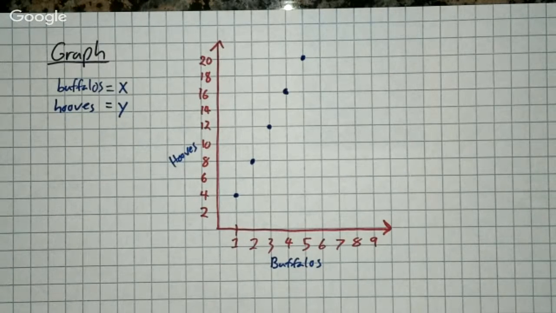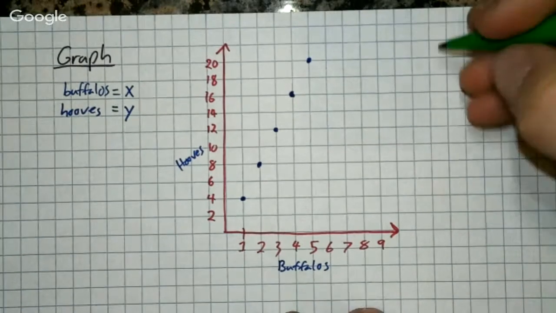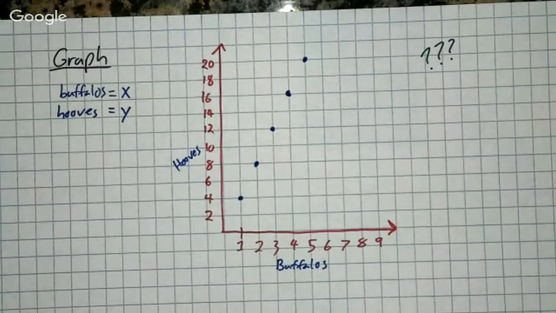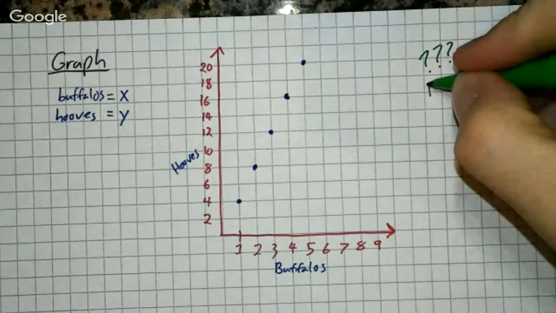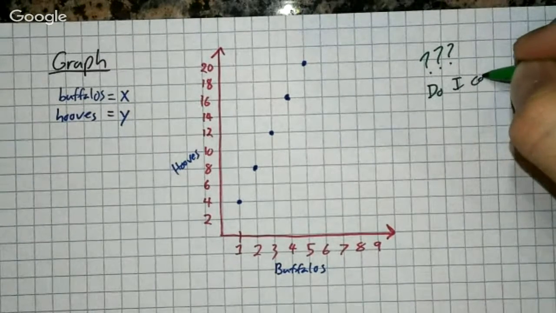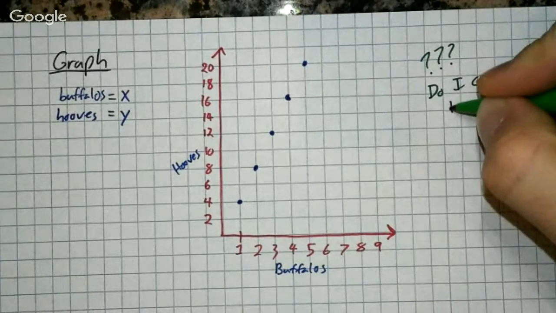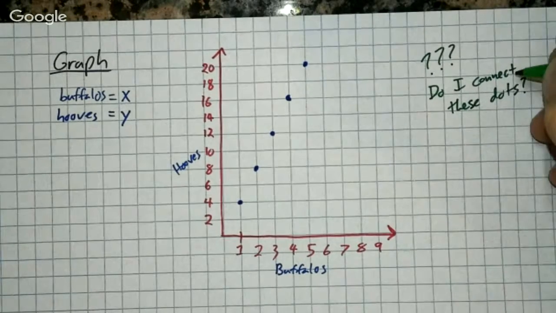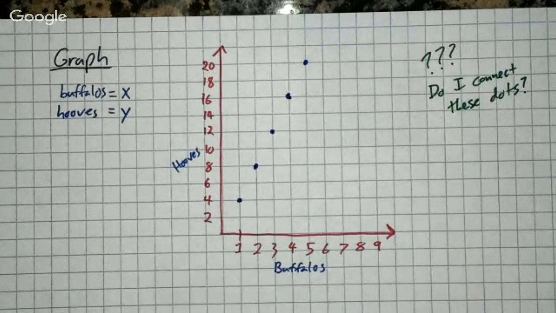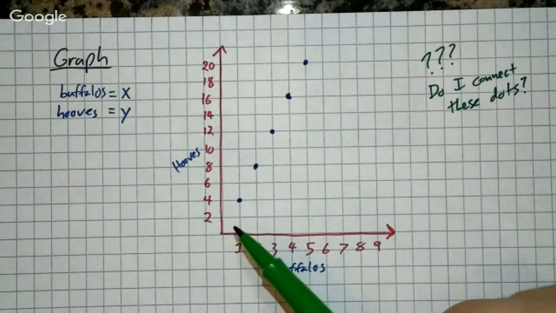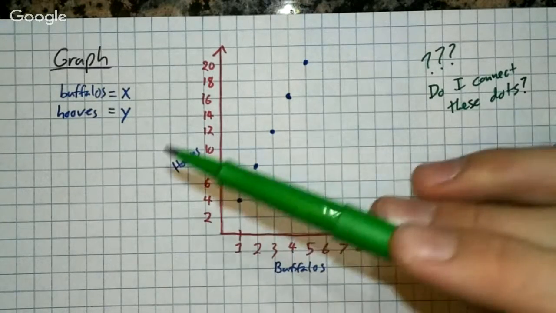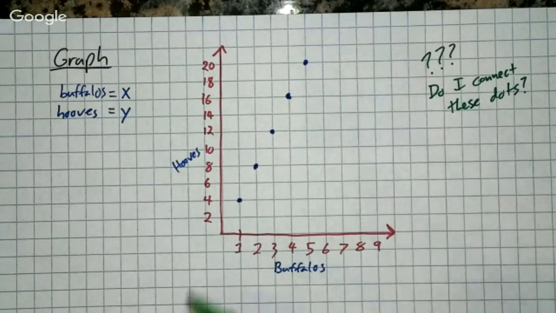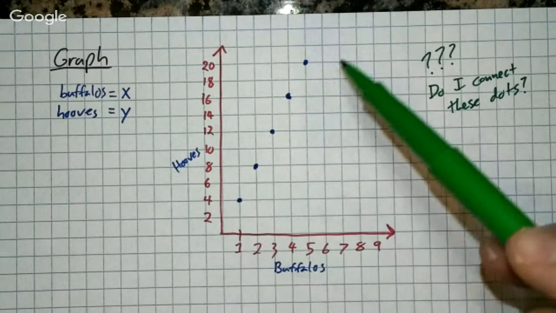Now, here's a question. I'll put my little unanswered question icon. Do I connect these lines or these dots? Do I use a line and connect these dots? Think about it. Look at the way the relationship's going. Think about what the relationship is. I have 1 buffalo, 2 buffaloes, 3, 4. Should I connect this line?